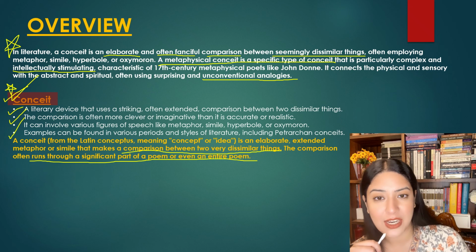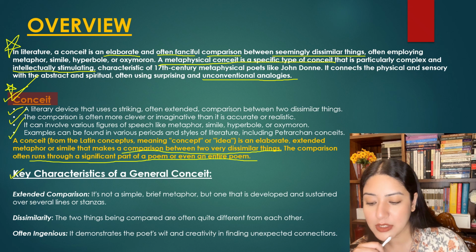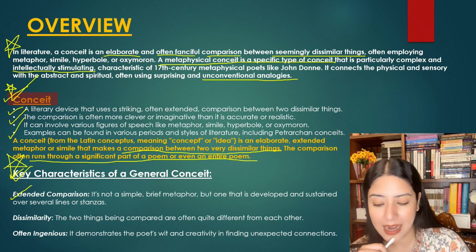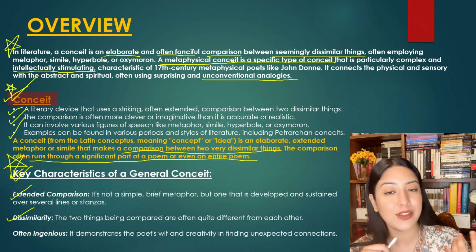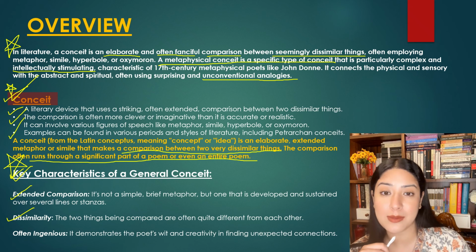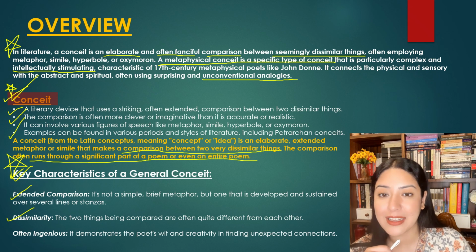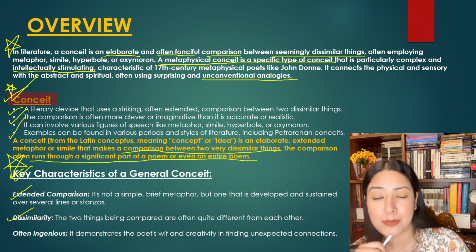So first we look at the general characteristics of a conceit. Extended comparison. It is not a simple, brief metaphor, but one that is developed and sustained over several lines or stanzas. Extended metaphor. It goes on and on and on. Then you have dissimilarity. The two things being compared are often quite different from each other. Your love and the red rose, or say your smile and the sun. Like that. They're not related to each other, but you compared it that way. Often ingenious, very clever and imaginative. It demonstrates the poet's wit and creativity in finding unexpected connections.